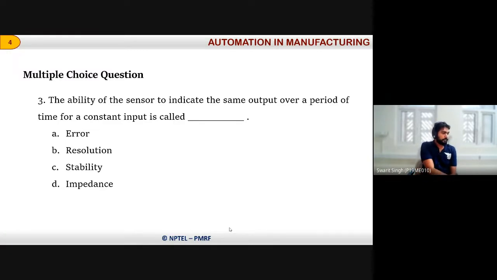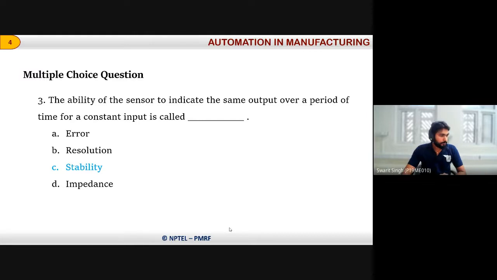It is not a very difficult statement. The statement is the ability of a sensor to indicate the same output. If you are using a sensor to measure some value or data, and it gives the same output for a long period of time while applying the same or a constant input, then this property of a sensor is known as its stability. It shows that the sensor you are using is stable in nature. Okay, so it is stability.